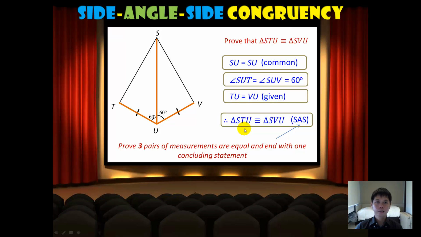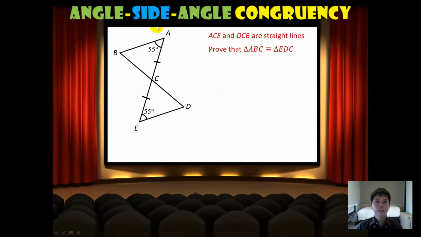We shall look at the third congruency test here, which is angle side angle or ASA. Now given that ACE and DCB are straight lines, prove that triangle ABC is congruent to triangle EDC. First, let us find a corresponding pair of angles that are equal.